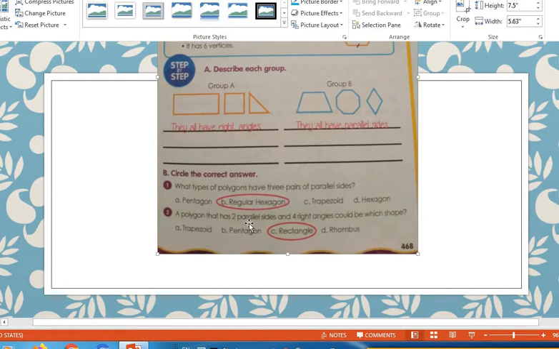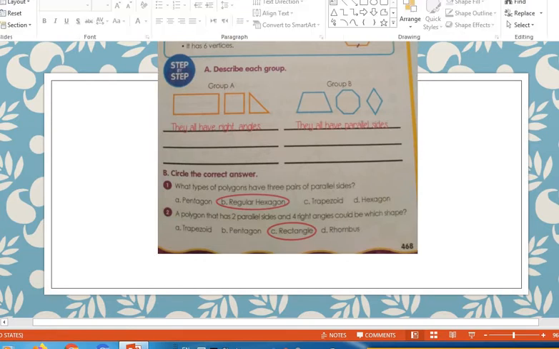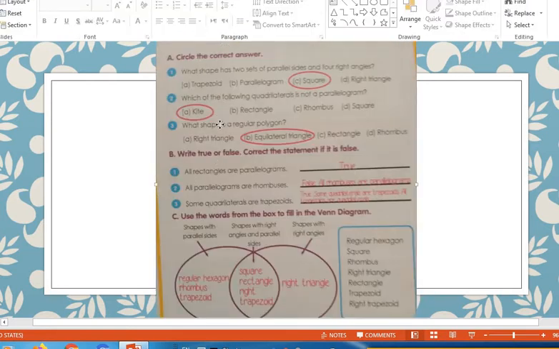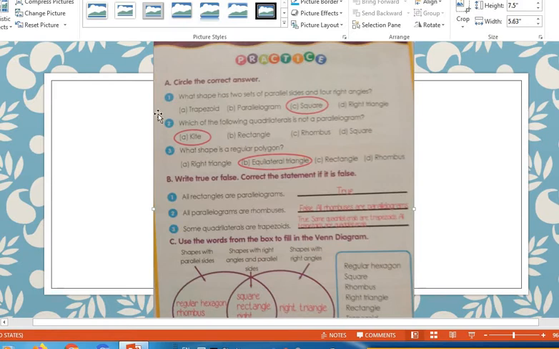A polygon that has two parallel sides and four right angles could be which shape? Trapezoid? No. Pentagon? No. Rhombus? Of course not. It's the rectangle. Circle the correct answer. Practice time. What shape has two sets of parallel sides and four right angles? Trapezoid, parallelogram, right triangle? Yes, four right angles, square.